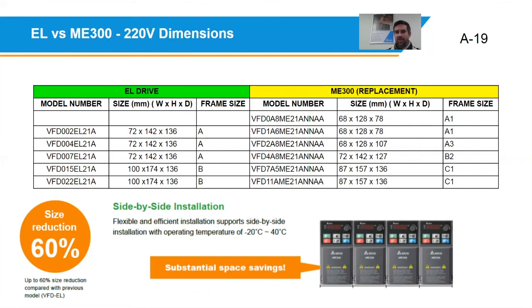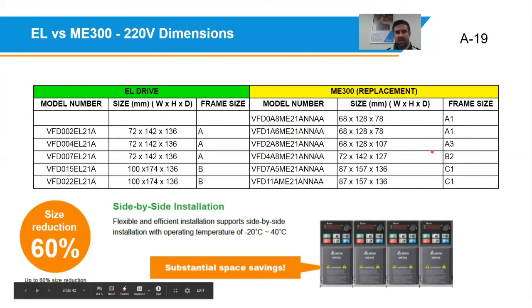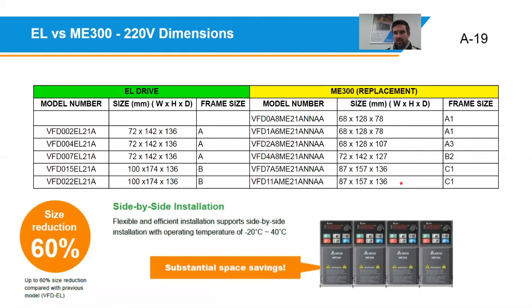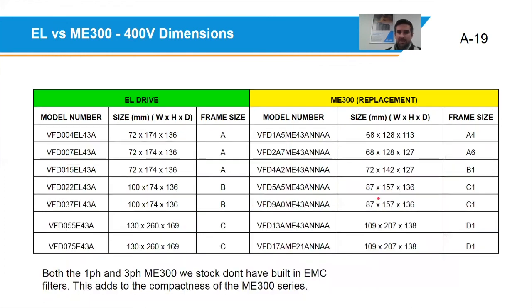You can see by the footprint and the dimensions here that the ME is much more attractive in terms of its space. It also has bottom entry, bottom exit terminals, which is more suited by most users rather than the EL's top entry, bottom exit. And also a very convenient side-by-side mounting installation. The 400 volt drives are much the same versus the old EL, very, very compact.